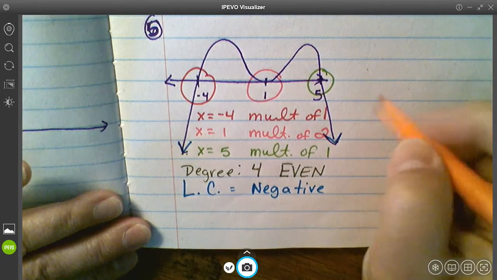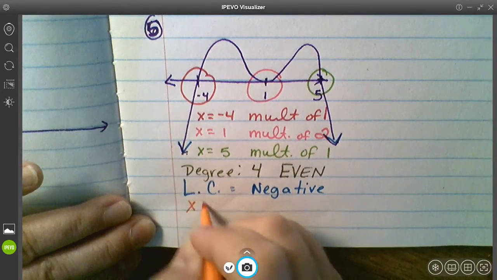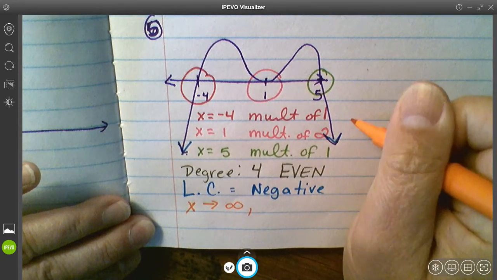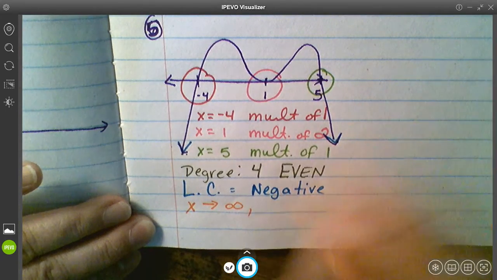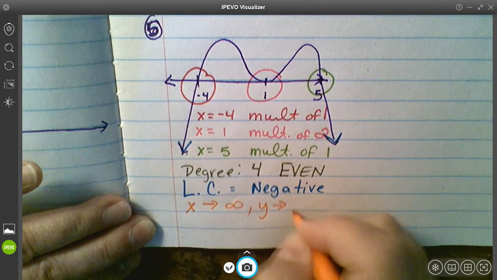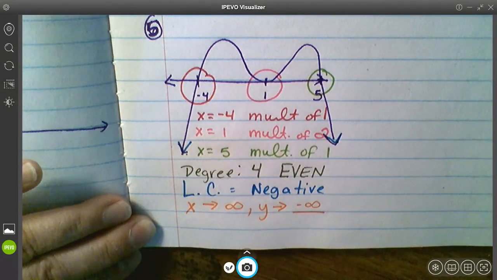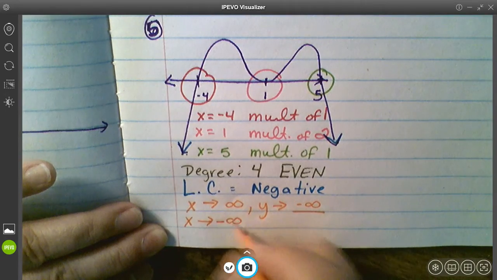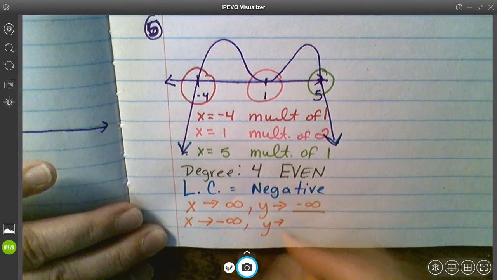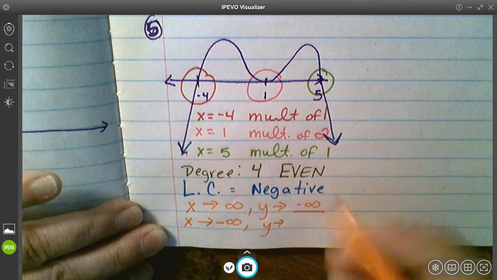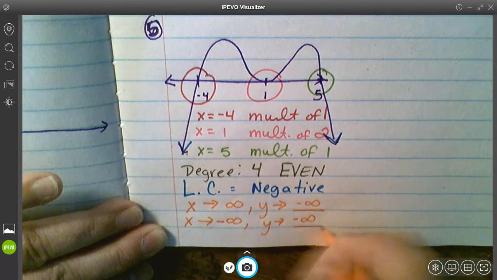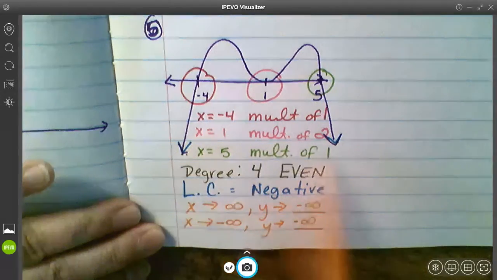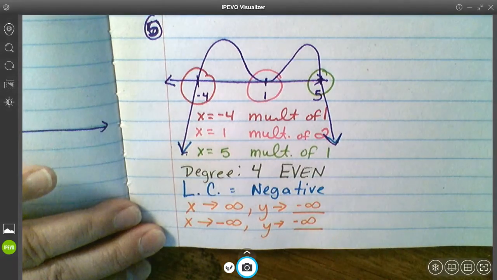And lastly, we'll talk about our end behavior. So as x goes to positive infinity or to the right, y is going down towards negative infinity. And as x goes to negative infinity or to the left, y goes down again in the negative infinity direction. So both of our ends are going in the same direction, which means our end behavior should be the same.